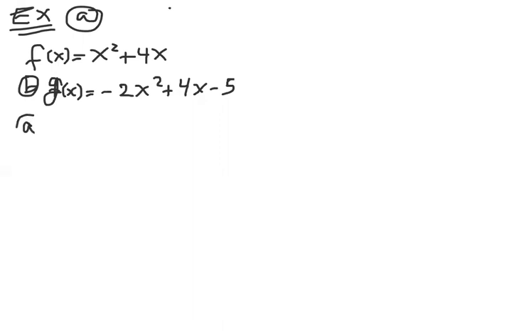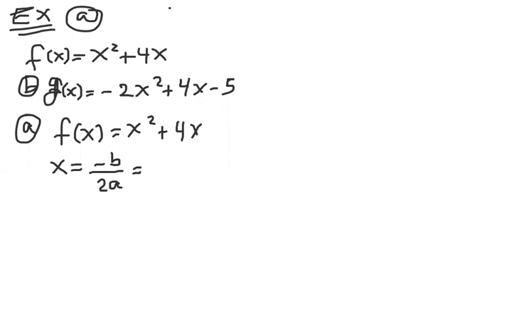So for the first one, a, to find the maximum value without the standard form, my function is f of x equals x squared plus 4x. First thing, I find the value for x. It's minus b over 2a. What is b? It's the number 4. And what is a? It's the number 1, the coefficient of x squared. So this is equal to minus 4 over 2 times 1, which equals minus 2.